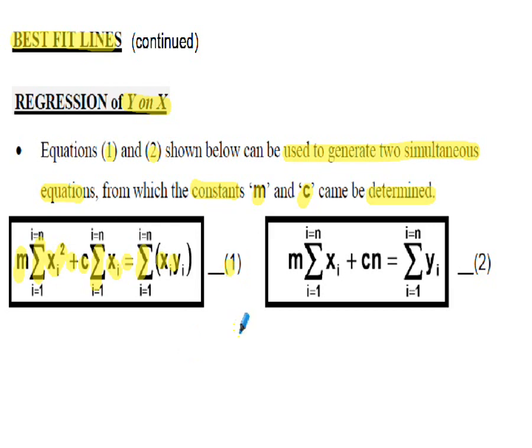That's equation 1. Equation 2 is of the form of m multiplied by the summation of all the x values plus c multiplied by n. That's the number of coordinates, the number of points we have in our data set, and that's equal to the summation of all the y values. It's equation 2.